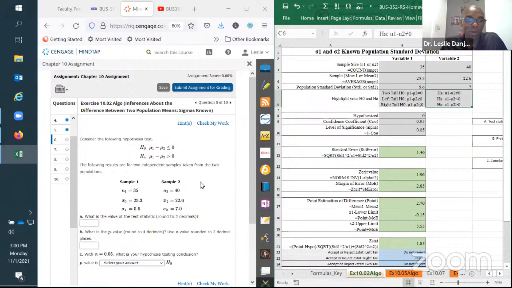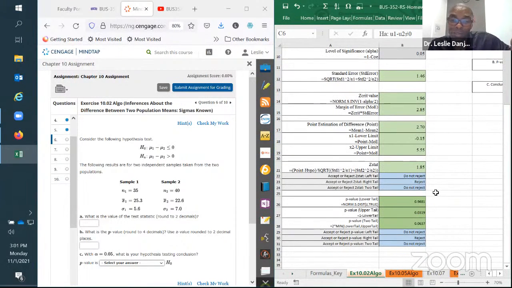All right, so on here, my alpha value is 0.05. Therefore, my confidence coefficient is 95%. All right, so we already got everything filled out right here.